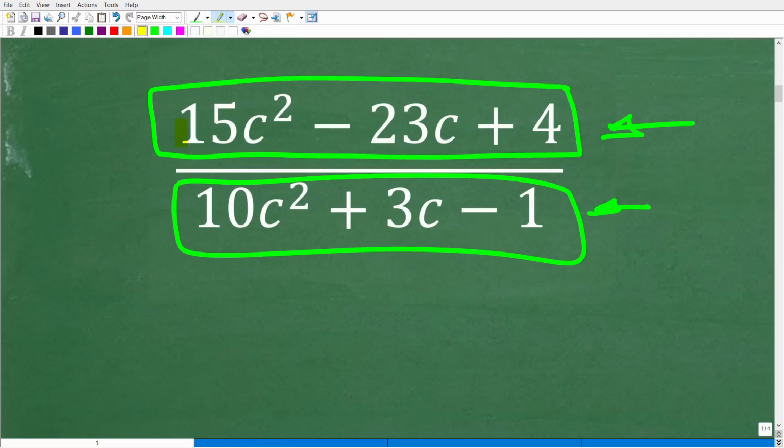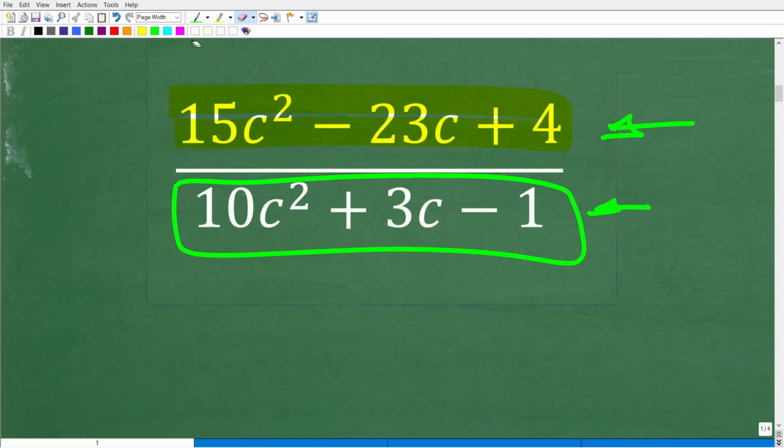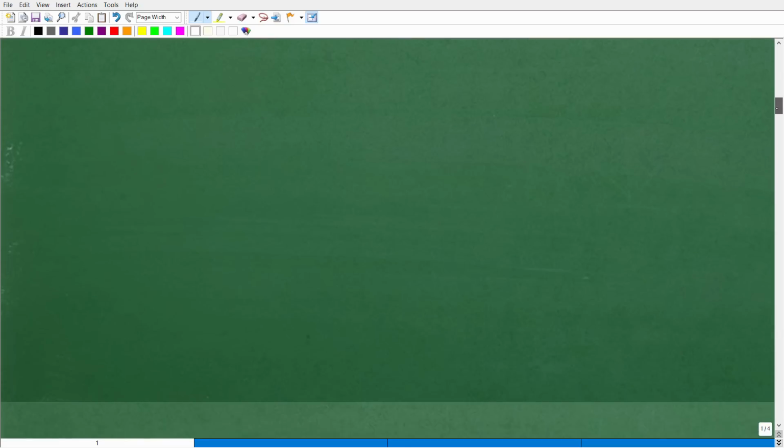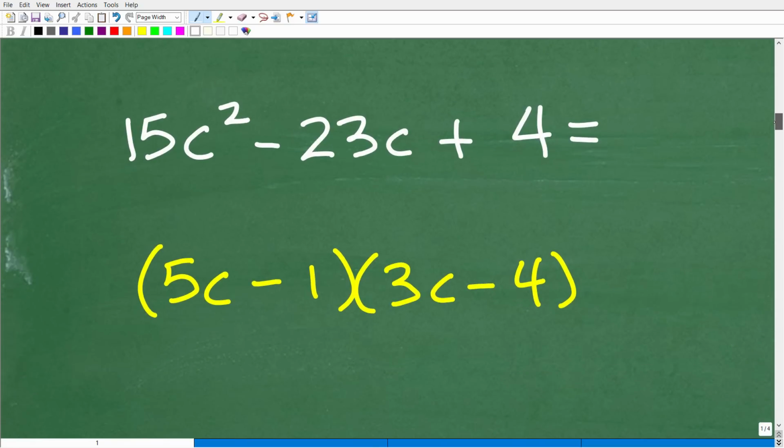So let's go ahead and try to factor 15c squared minus 23c plus 4. Or rather, maybe you want to try to factor it and see if you can get the right answer. All right, so let's go ahead and do that right now. And here is the correct answer.